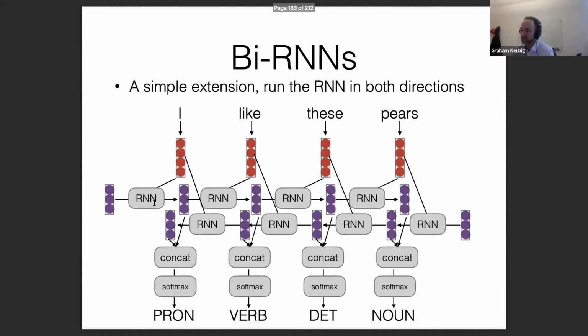And the reason why this is useful is you never know whether the context to disambiguate a particular word would be available on the left side or the right side. So this allows you to pull in information from both sides.